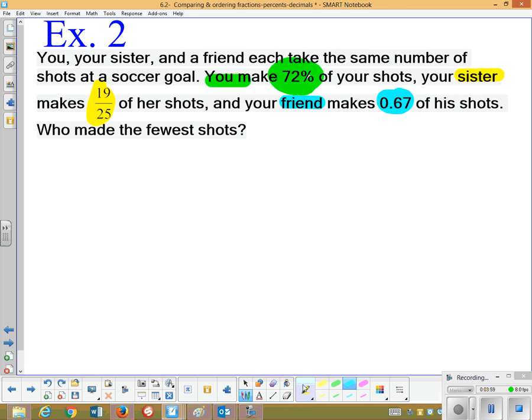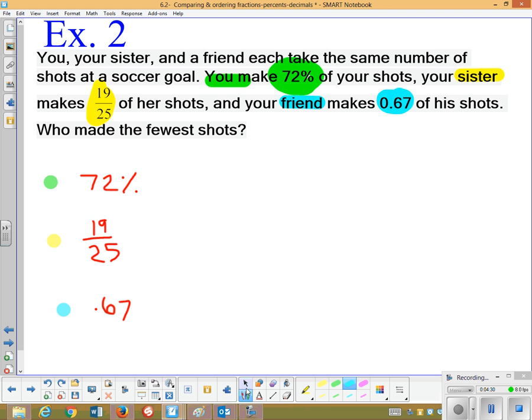So to do that, we're going to place them in order by first writing down what they said. What they said was 72%, and then they said here is 19 over 25. And then the other information they gave you was 0.67. So now I just need to make sure I label who's who. You were the green one, so I'm going to highlight the green one. That's you. And then your sister was the yellow one, and your friend was the blue one.